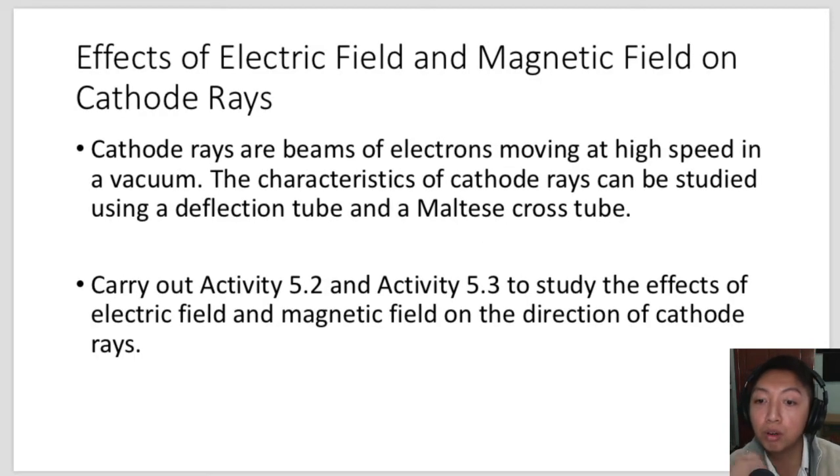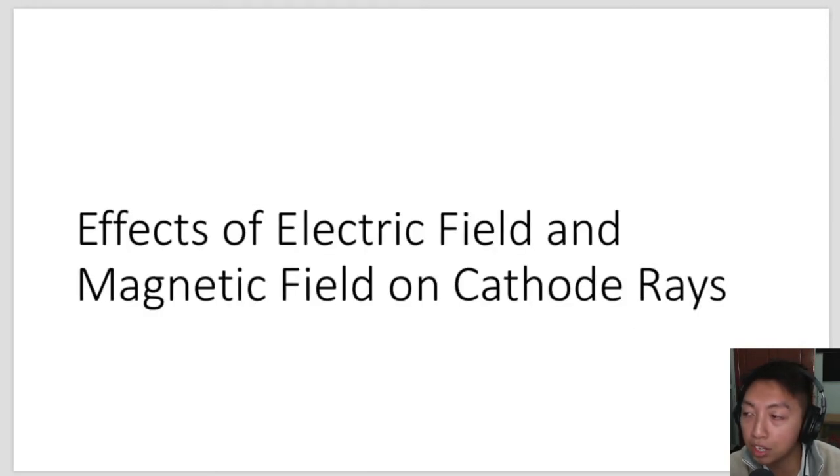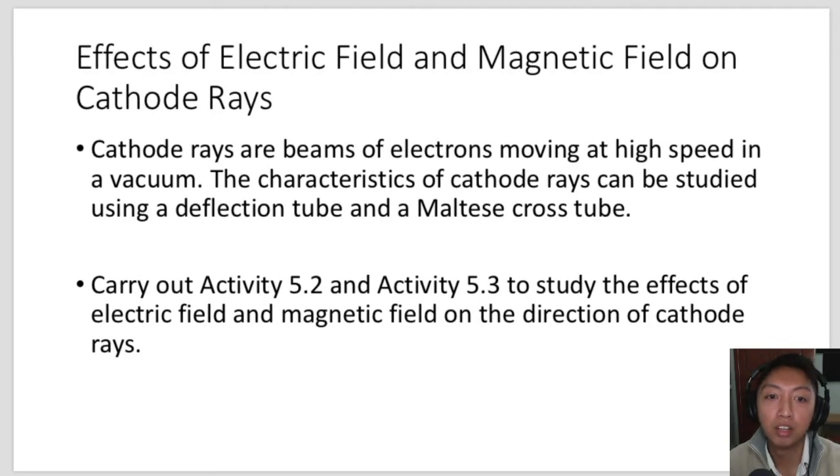I'm not going to go too deep into these two experiments. I'm just going to show you the setup of the experiment, and talk about the results and the conclusions. If you want to know more details about the experiments, I encourage you to check that out on your own. So cathode rays are beams of electrons moving at high speed in a vacuum. That's the important part. It's in a vacuum.